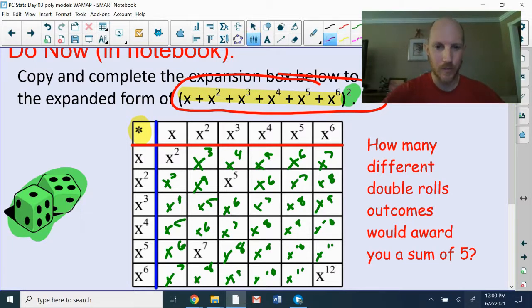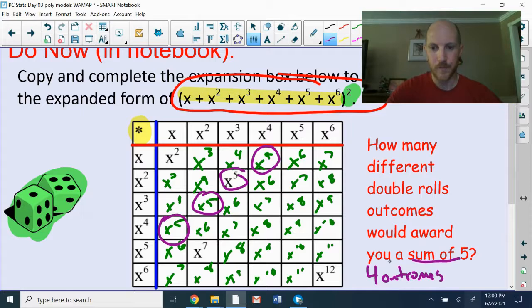So we take a look at that table, and a sum of 5 would show up here. We got the 4 on one die, we got the 1 on the other die. They show up also here and here and here, which is a total of 4 outcomes that give you a sum of 5 when you roll 2 dice.